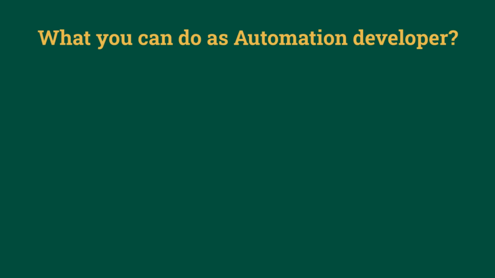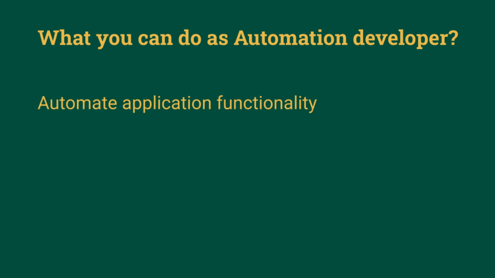In this lecture, we'll take a closer look into the type of activities that you can do as an automation developer. This is to give you a better idea of the activities that you can perform once you start your test automation career. The first task that you can perform is to automate application functionality.